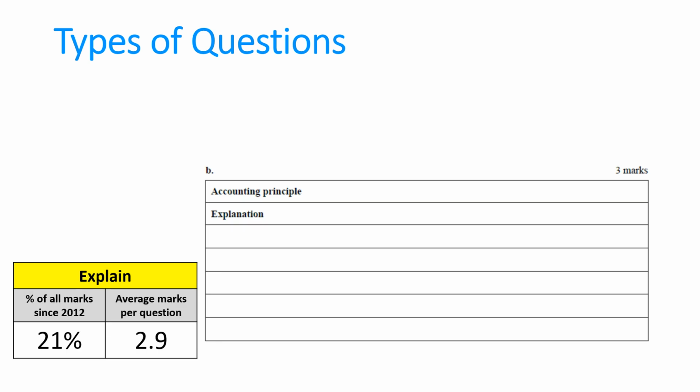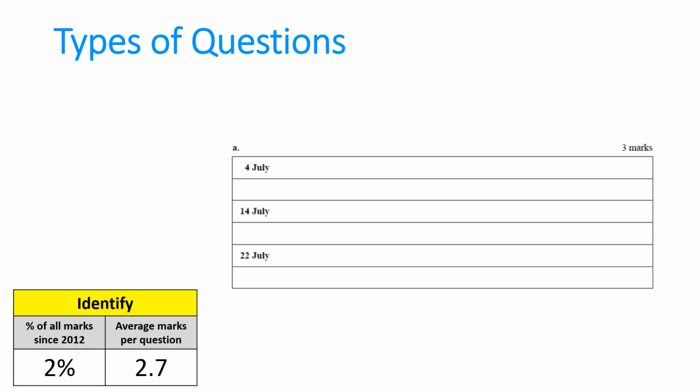Explain is the second most common type of question. So we looked at making the meaning of something very clear. It's a theory question, so remember the yellow boxes mean theory, the blue boxes mean practical. You can see it's usually a small question, 2 to 3 marks for an explain, but 1 in every 5 marks since 2012 has been an explain question.